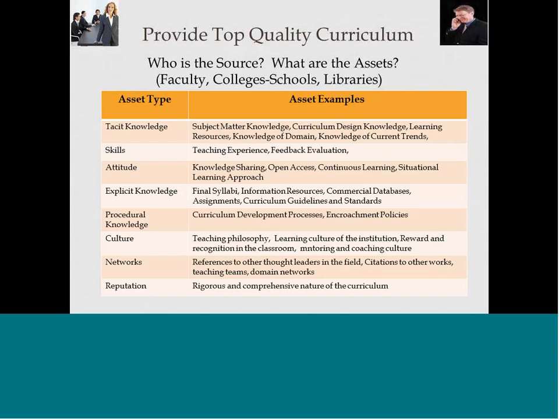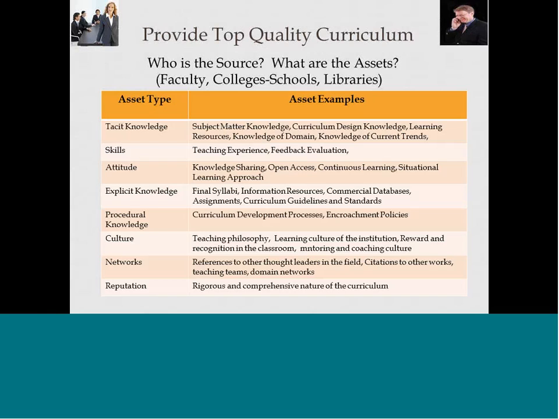In terms of attitude, we need knowledge-sharing attitudes. We need attitudes that are oriented towards open access and continuous learning, situational learning. In terms of explicit knowledge, we need final syllabi. We need the informational resources that they reference. We need access to commercial databases, to assignment design, curriculum guidelines and standards. All of these may have a tangible form, but they represent significant intellectual capital assets.